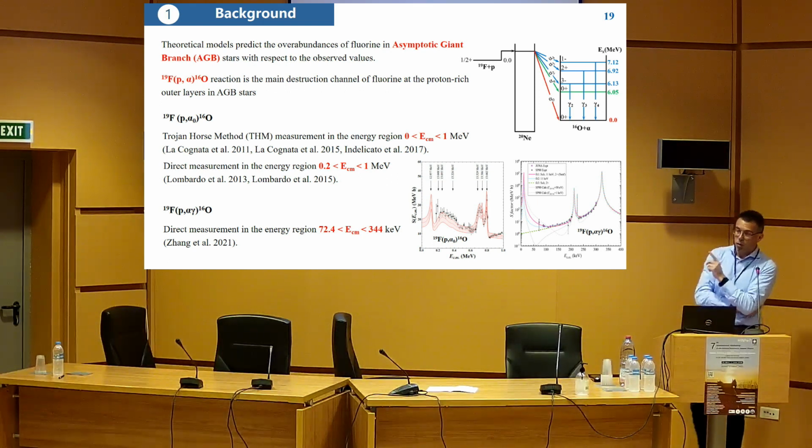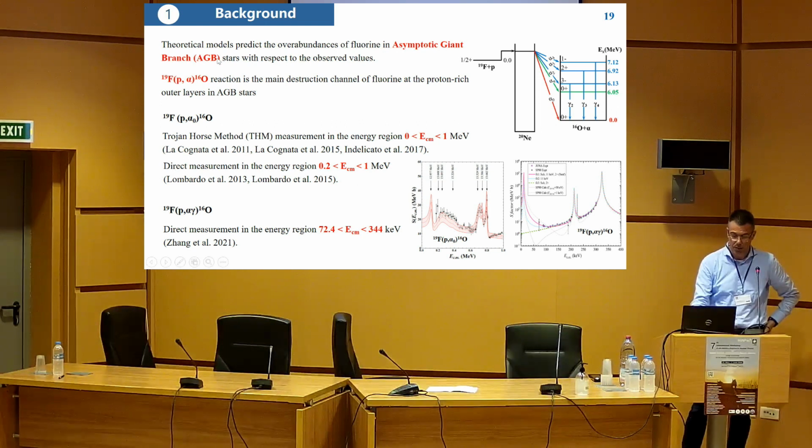Fluorine-17 is a monoisotopic element, very fragile, so it is a sort of fingerprint to test different astrophysical models for different astrophysical scenarios, especially for asymptotic giant branch stars. In this case, as you can see, the red data correspond to the population of oxygen-16 in the ground state, and there are direct measurements and also a Trojan Horse measurement. They are in agreement with each other.